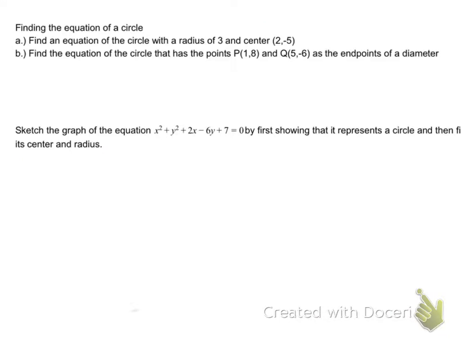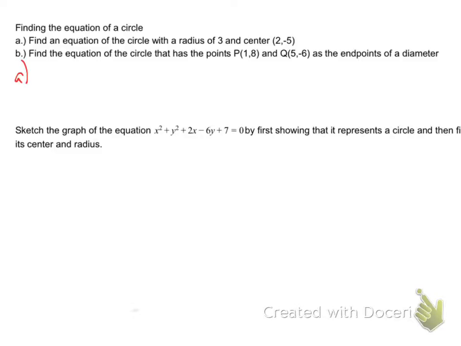So what happens though if I gave you points and a radius? Could you write the equation? Or what happens if I just gave you 2 points? Could you write the equation? I would hope you could. And so part A says write the equation of a circle that has a radius of 3 and a center at 2, -5.